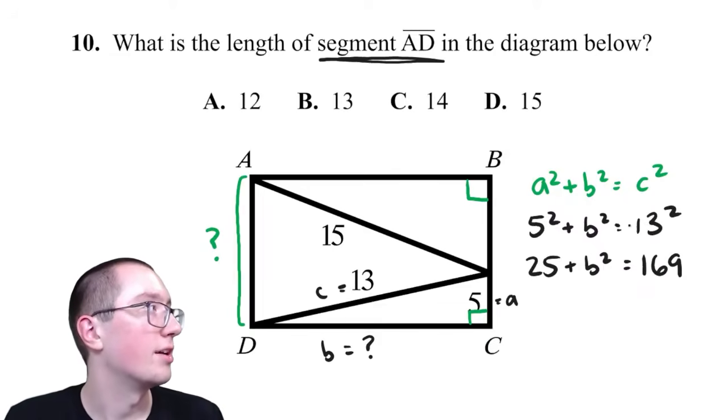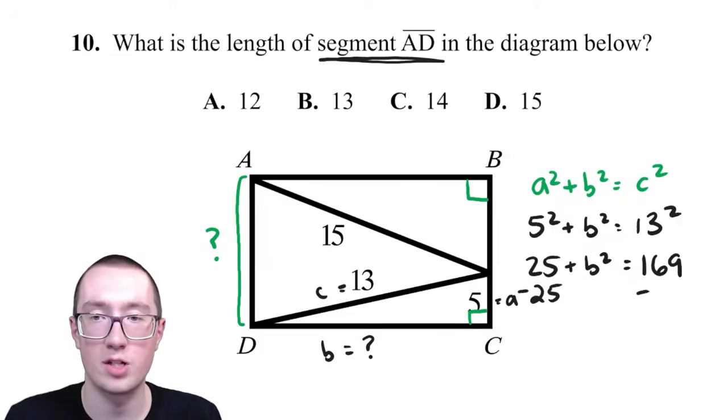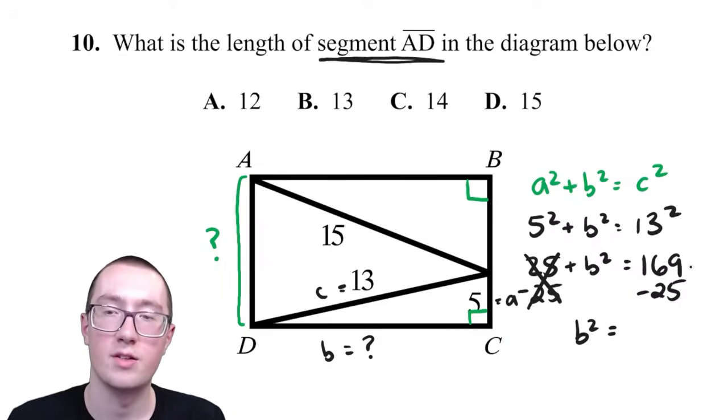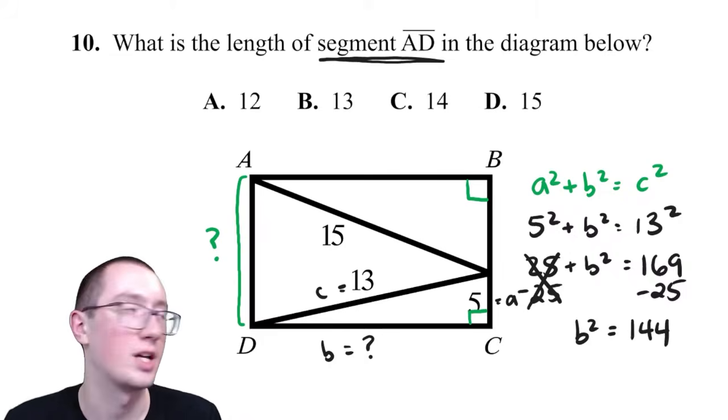And now we can go ahead and solve this, right? So solving for B, let's get rid of the 25. It's being added. So let's do the opposite, which is subtraction. So let's subtract 25 from both sides. So these cancel out. On the left side, we have B squared. And on the right, we have 169 minus 25, which is 144, if you put that in your calculator.